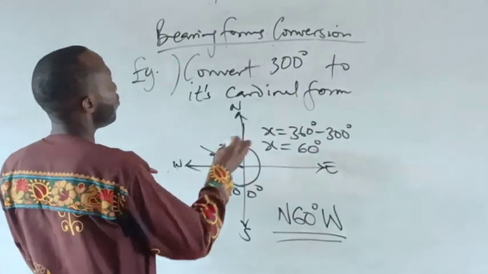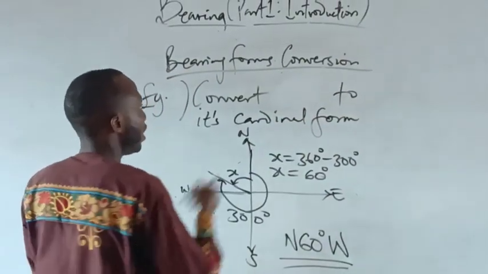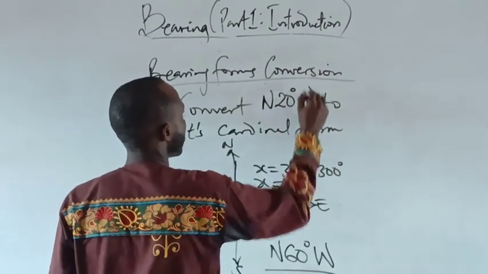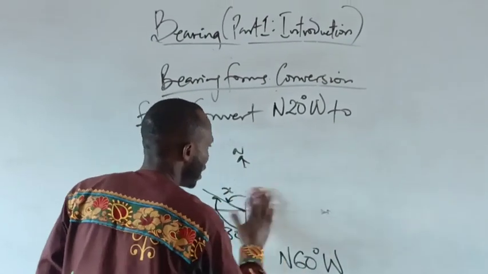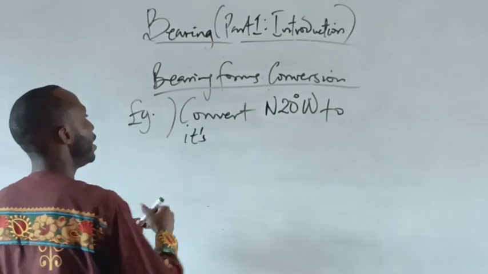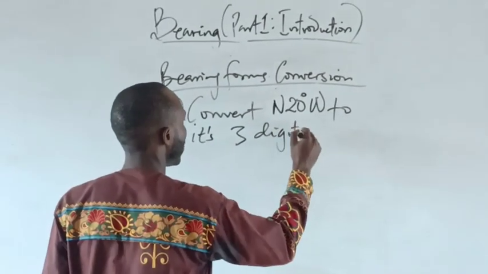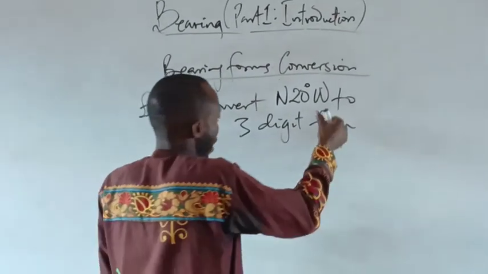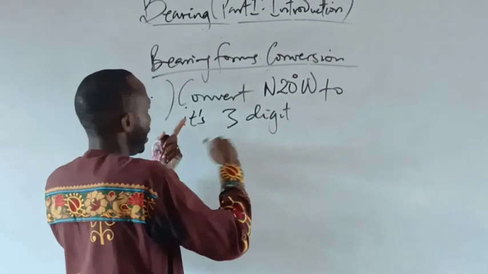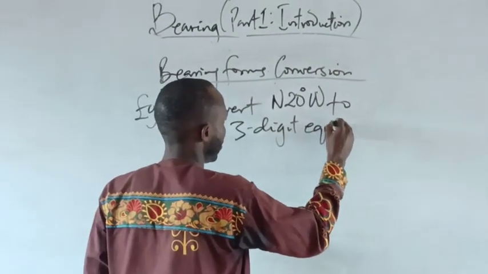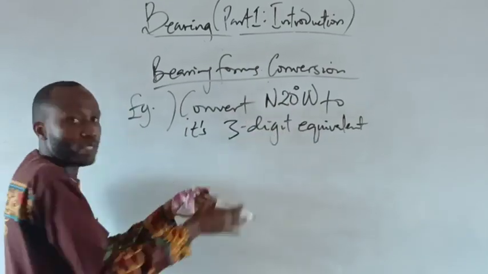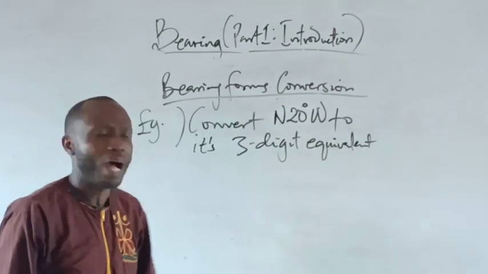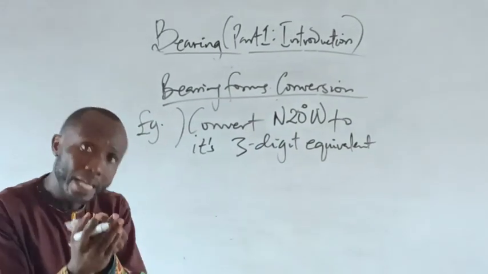Now, how do we convert from the cardinal form? Let's say north 20 degrees west, okay, let's convert it now to its 3-digit form, or 3-digit equivalent, let me put it that way. So if I want to put this, which is the cardinal form, in the 3-digit form, what do I do? Let's say I have this in a question. How do I illustrate it? How do I put it in the 3-digit form?